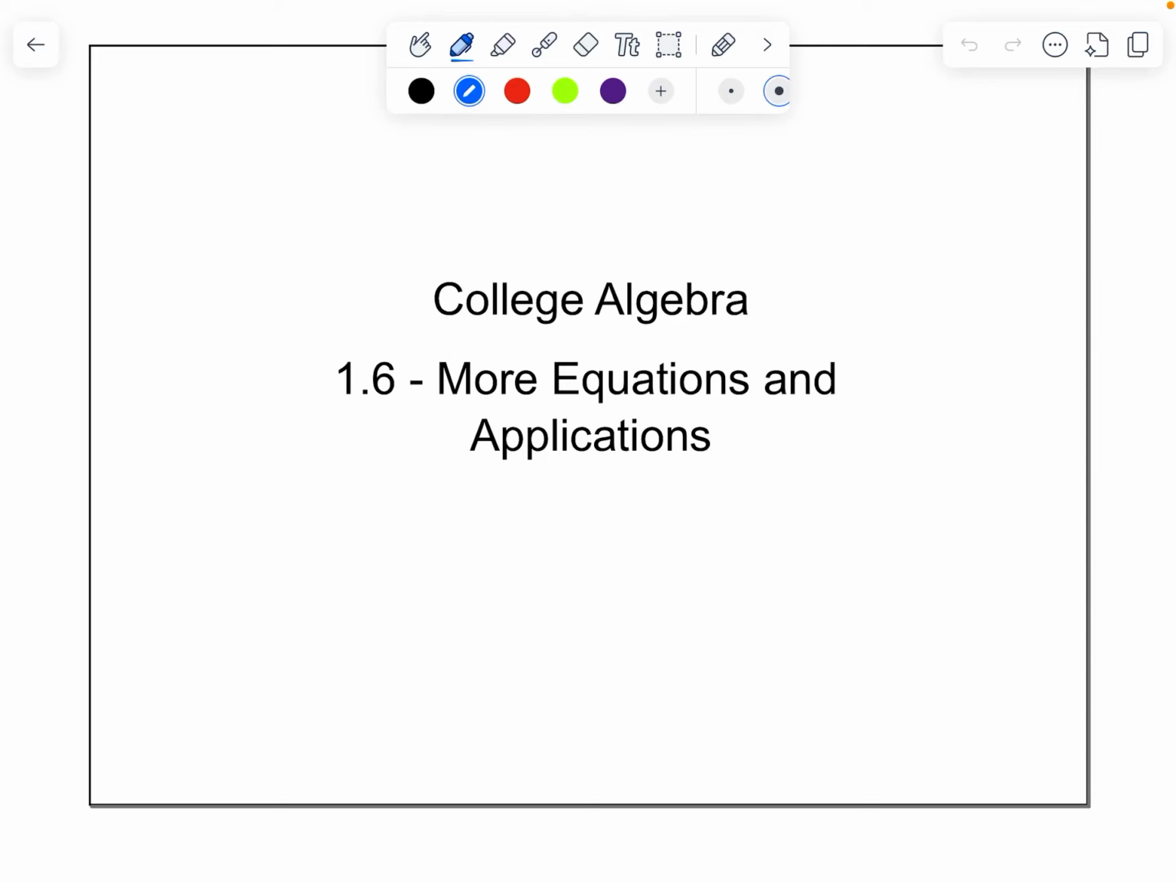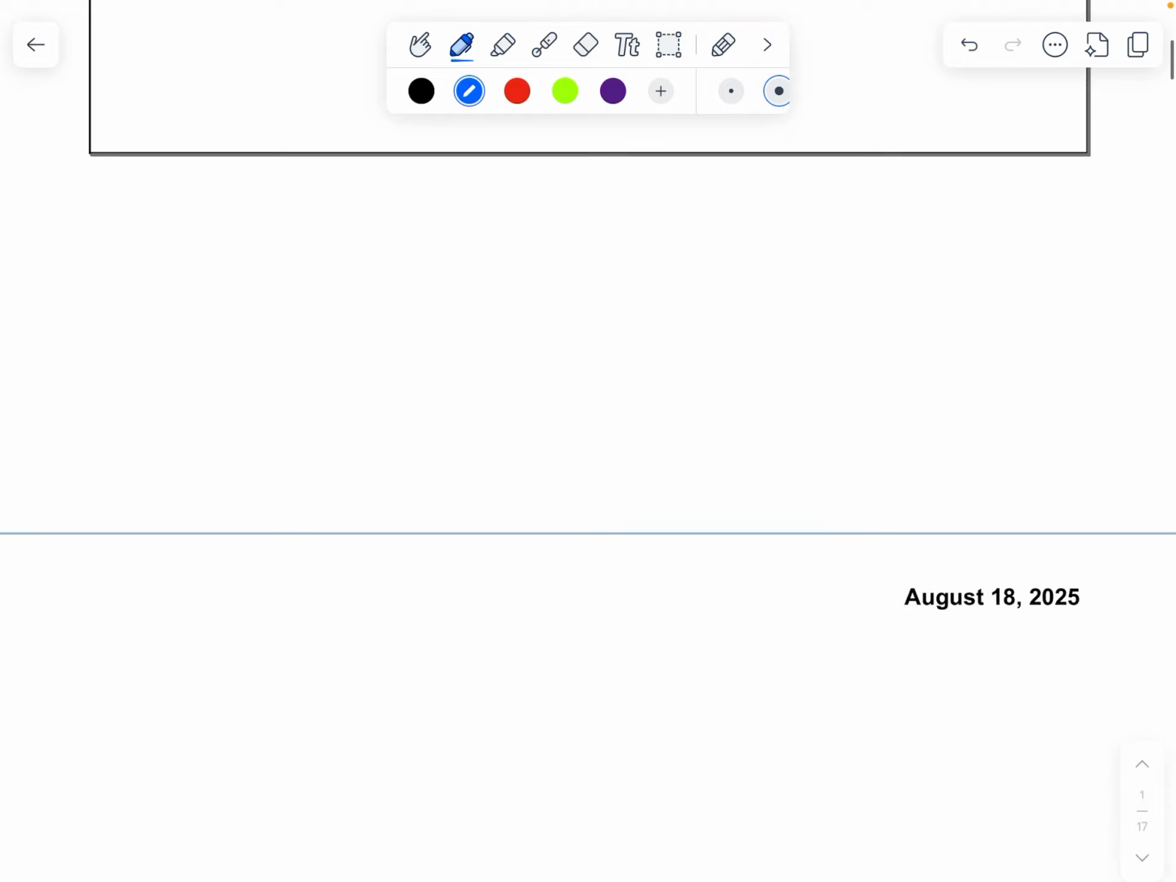We're now on section 1.6, which is simply labeled more equations and applications, right? So more equations, that's just more different types of equations that we can solve. Like I said, Unit 1 is all about different types of equations, and we've talked so far about linear equations and about quadratic equations. This is just some more types of equations.